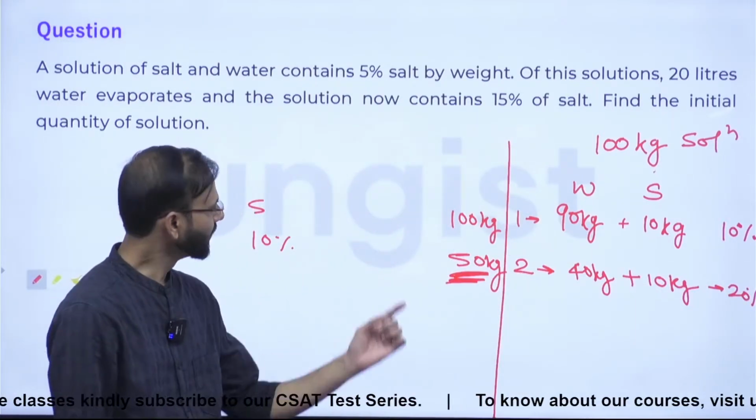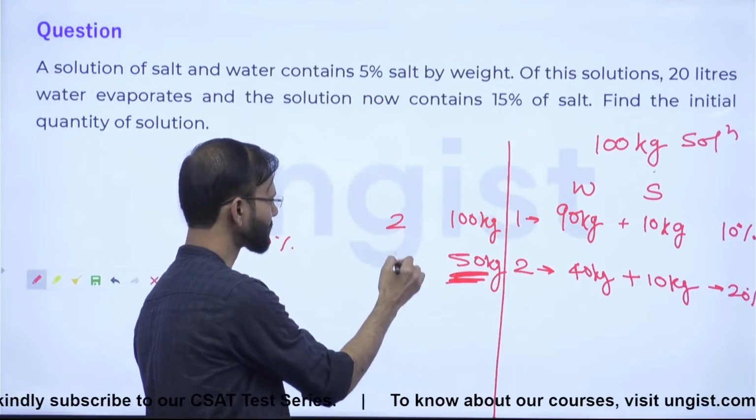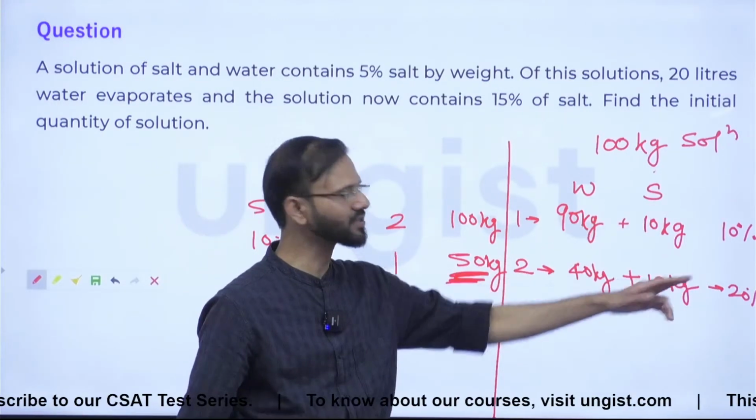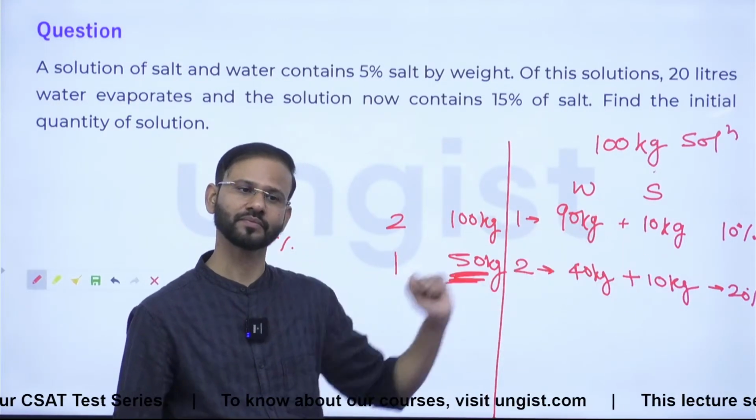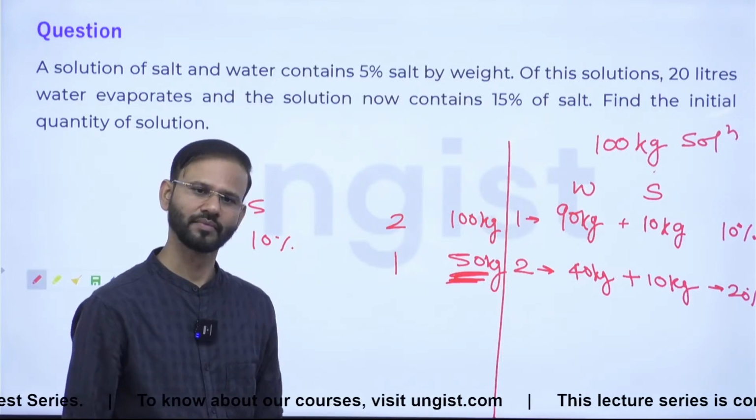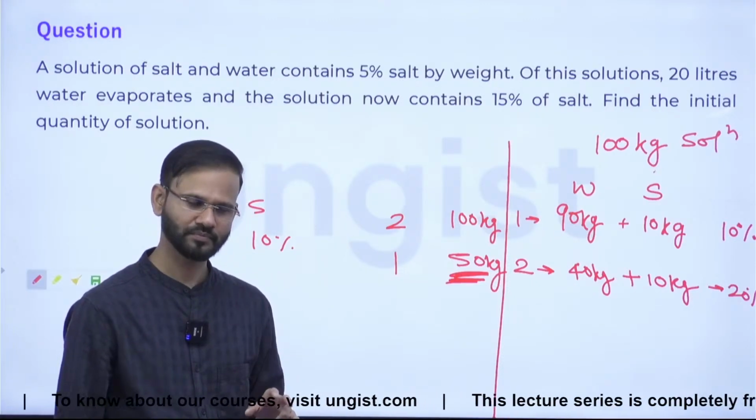Right? Look at this. What is the ratio of this? This is 2:1. What is the ratio of this? This is 1:2. Everybody, yes. How will 50 kg come?